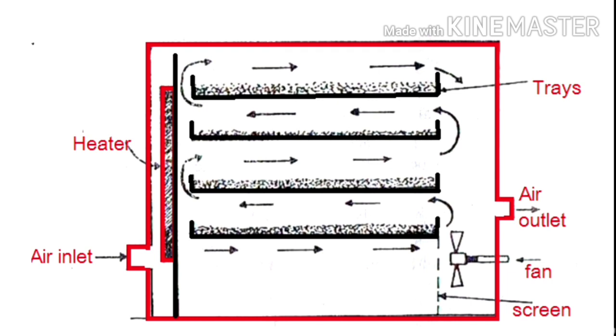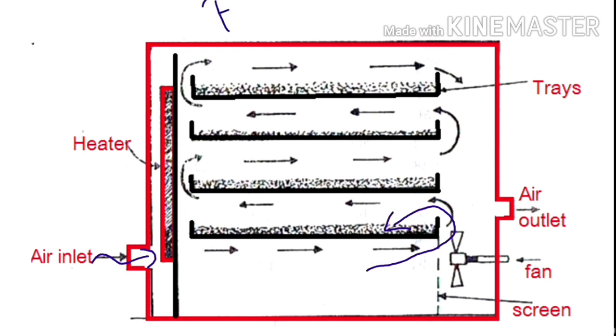So, this is our tray dryer. Actually, this tray dryer is a rectangular drying chamber. Inside the drying chamber, there will be a heater. Fresh air is introduced through the fresh air inlet into the drying chamber, where a suitable heating mechanism is there. Because of that, the air becomes heated. That hot air passes through the substances which are present in the trays.